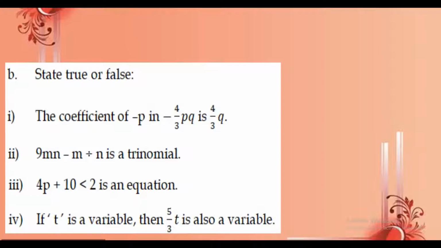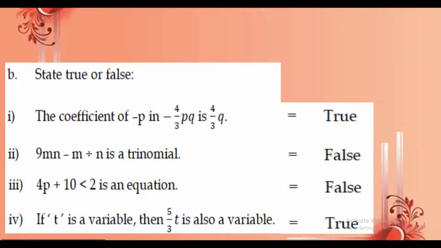The next one, state true or false. The coefficient of minus P in minus 4/3 PQ is 4/3 Q. Is it correct? Yes, it is true. 9mn minus m divided by n is a trinomial. Is it? No, it is not. It is false. Why is it false? Because m by n, we can't consider this as 2 terms. It is only 1 term.